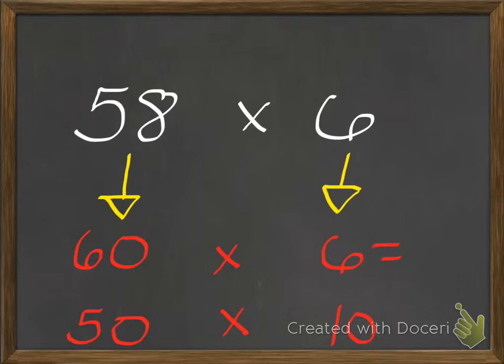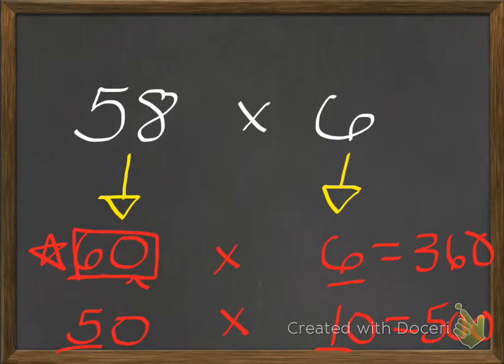Now if I do it this way, 60 times 6, 6 times 6 is 36, and tack on that 0. Or 50 times 10, 5 times 1 is 5, and tack on those 2 zeros. You see the answers are really different, aren't they? So to get an answer that's going to be the closest to the actual answer, I'm going to want to use numbers that are really close. So which of these two examples are the closest to the actual answer? Well, it's going to be this one, because 60 is a lot closer to 58 than 50 is.